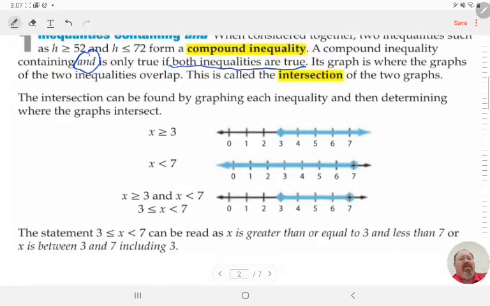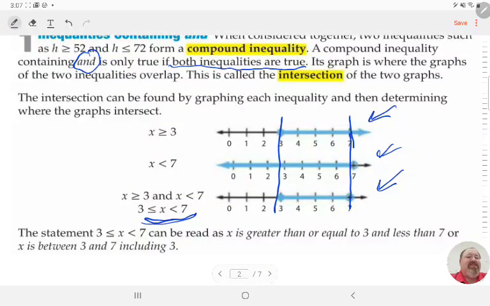So for example, if we have x is greater than or equal to 3, this would be the graph. And if we have x is less than 7, this would be the graph. So the graph of x is greater than or equal to 3 and x is less than 7 would look like this. It's the spot where they overlap, where it's true for both of them. And we could read this as x is greater than or equal to 3 and less than 7, or x is between 3 and 7, including 3.